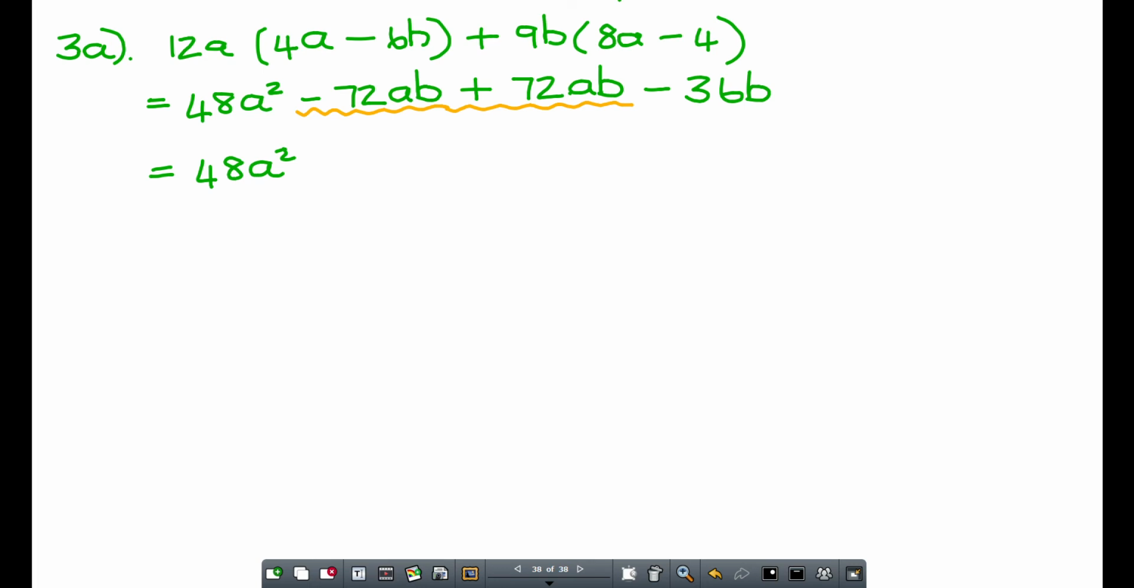0AB. Do we ever write it as 0AB? No, because anything times 0 will still just be 0. Okay, so we just leave it out. Those two kind of canceled each other out, if you know what I mean. Okay, so what else was left here? Only the minus 36B.